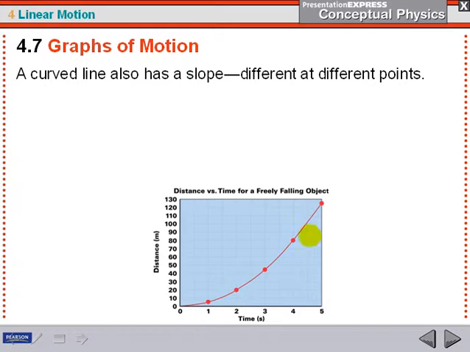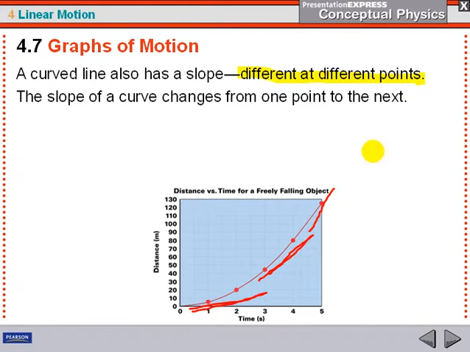Now, the other thing you have to remember is that the slope for this curved line is different at different points. If we look at the slope, let me change my pointer. The slope here looks like that, but the slope down here looks like that. And you can see the slope up here is even steeper. So you can see the slope changes as you go throughout the curve. It changes from one point to the next.